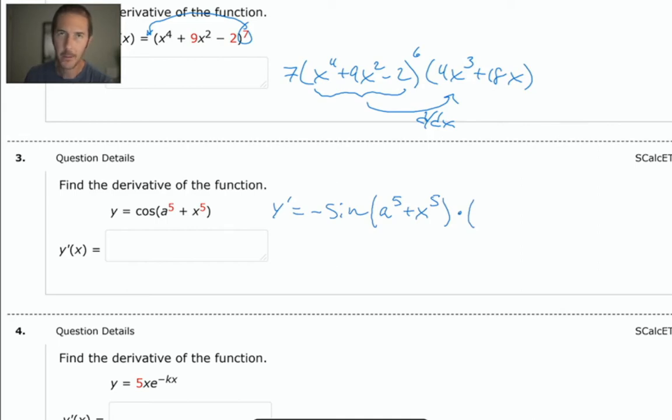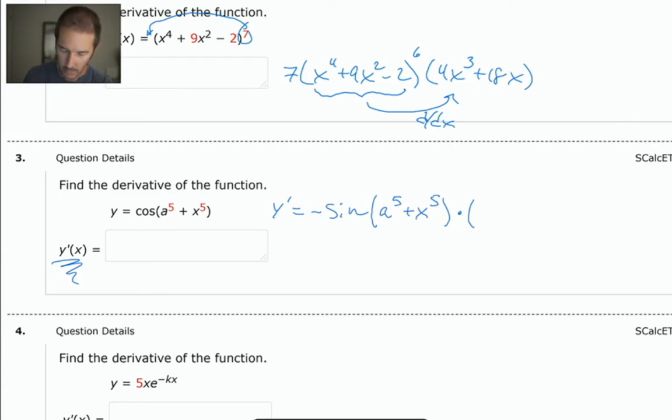What is a? That's one of the things that's nice about function notation: you know what the independent variable is because it says f of x, therefore x is the independent variable. Here we're seeing y prime of x, dy over dx, which means that a is an unknown constant value being raised to the 5th power. Take a constant value, raise it to the 5th power, what do you get? Another constant. And what's the derivative of a constant?